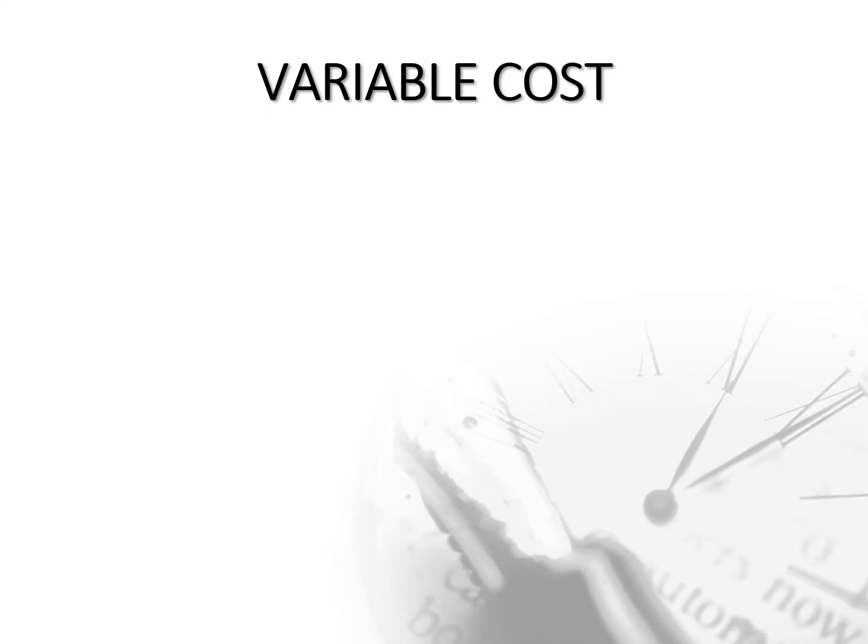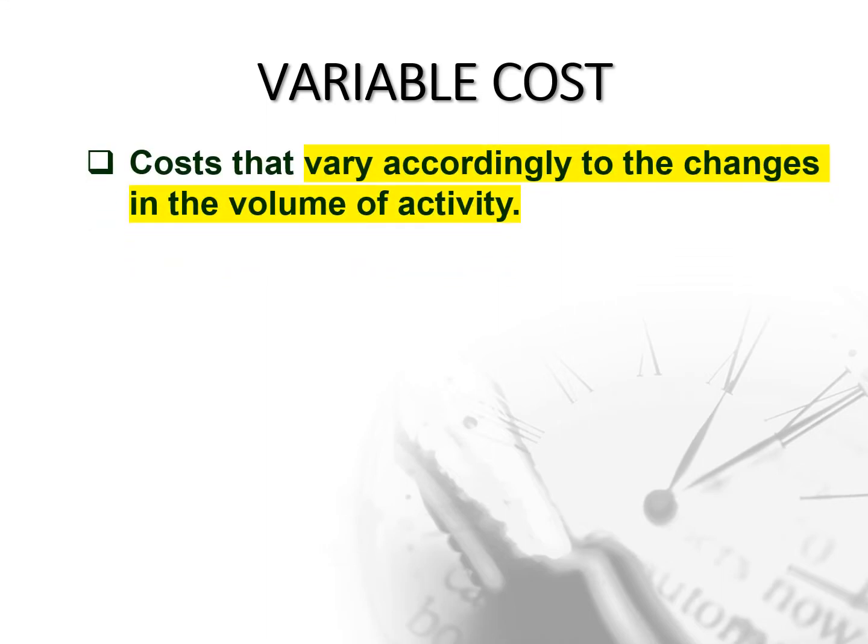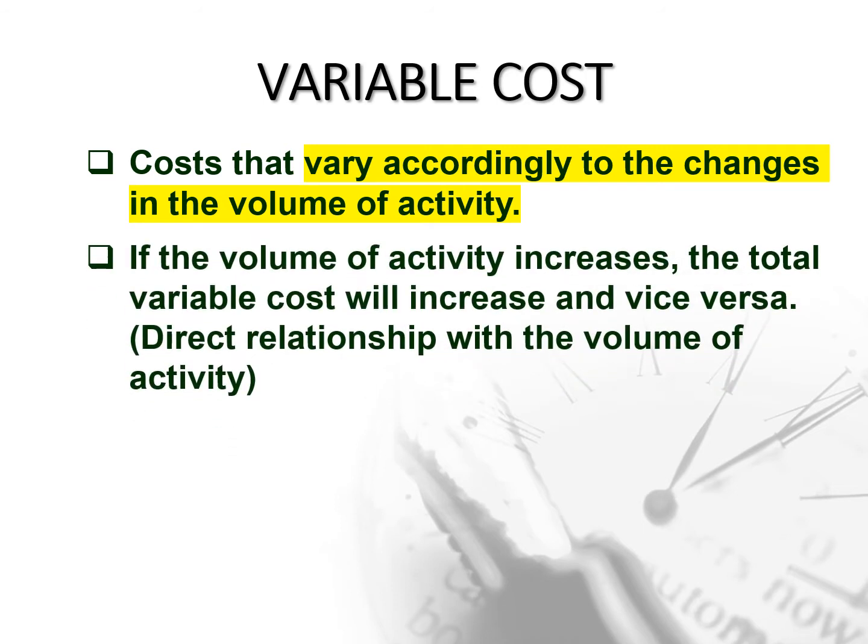Variable cost. Variable costs are costs that vary accordingly to the changes in the volume of activity. If the volume of activity increases, the total variable cost will increase and vice versa. Direct relationship with the volume of activity.